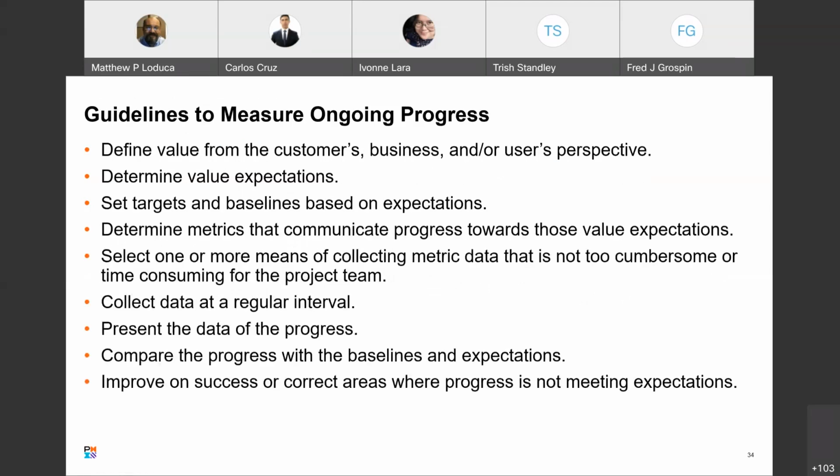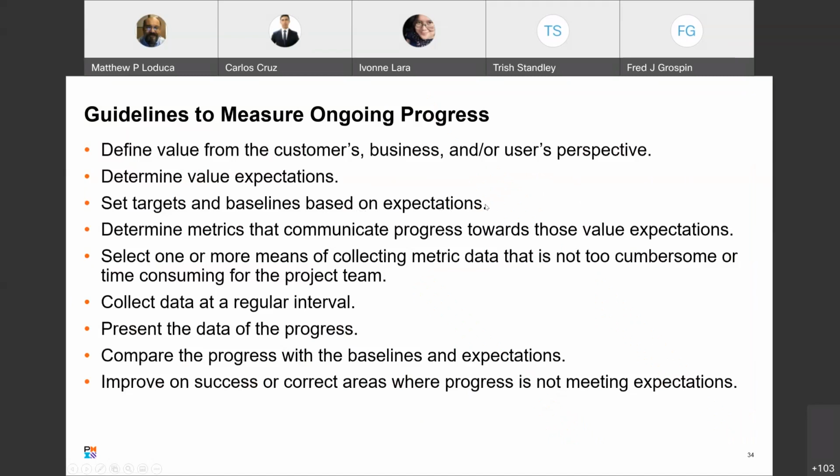Guidelines to measure ongoing progress: define value from the customer's business or user's perspective. So essentially, we're measuring our progress by what we give them. If the customer says you didn't give me jack, even though you gave them lots and lots of code, then you didn't progress at all. If they say this is great and I need everything I got, that's the progress you're measuring. Determine value expectations. So at the end of the day, generally the MVP kind of thing, hey, this is what you're expecting. We want to know what you're expecting, and the more you work with customers, the better you get at valuing their expectations. Set targets and baselines based on expectations.